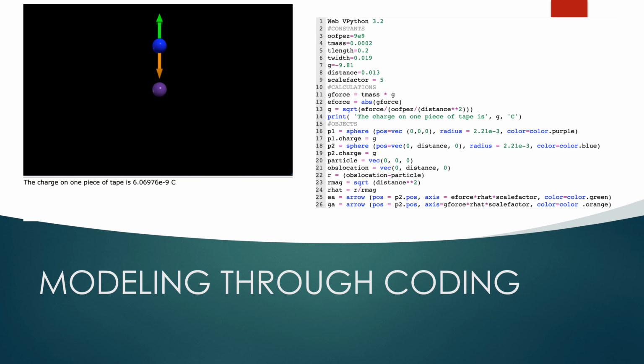Next, we created a 3D model using GlowScript. We represented the two pieces of tape as point charges as seen here, and in this, the orange arrow represents the gravitational force and the green arrow represents the electrical force. We also had to output the charge on one piece of the tape.